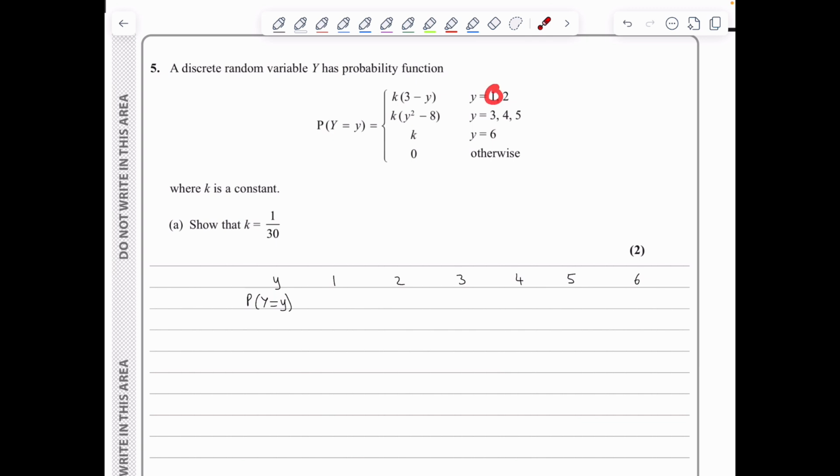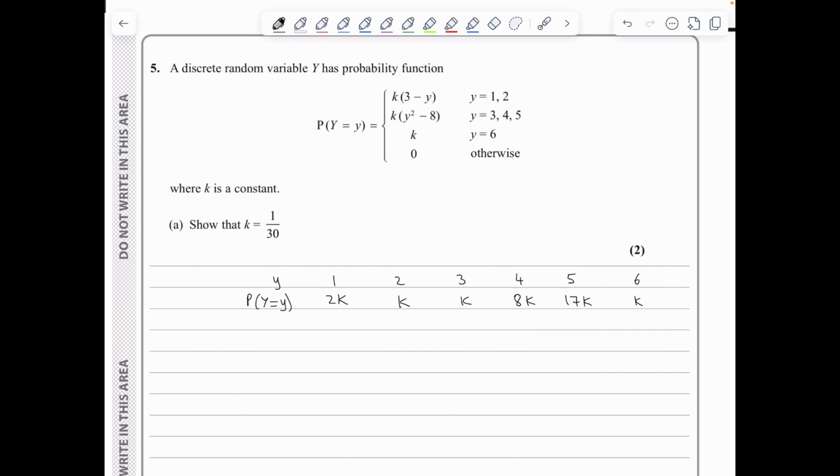Well, if y is 1, we are looking at 3 minus 1 times k, so we are looking at 2k. If y is 2, we've got 3 minus 2 times k, which is equal to k. If y is 3, then we've got 3 squared minus 8 times k, so it's 9 minus 8, which is 1, so it's again k. Now for 4, we're going to do 4 squared minus 8 times k, which leads to 8k. For 5, 5 squared minus 8 is 17, so we're looking at 17k. And for 6, it's just k.